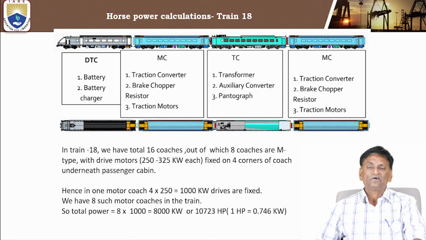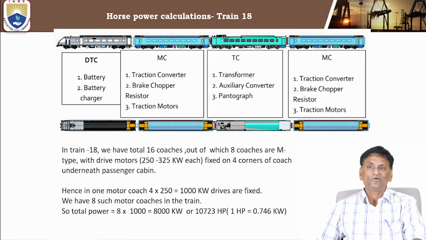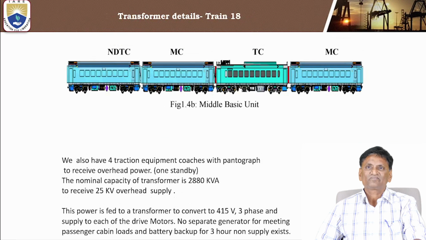So out of the entire 16 coaches, if you operate 8, then 8000 kilowatt power, that is a tremendous amount of power. If you calculate, 8000 kilowatt will be 10,000 horsepower plus. So a lot of power. You will be able to accelerate this train to 200 mph if required, provided the track is suitable. So this is the arrangement.